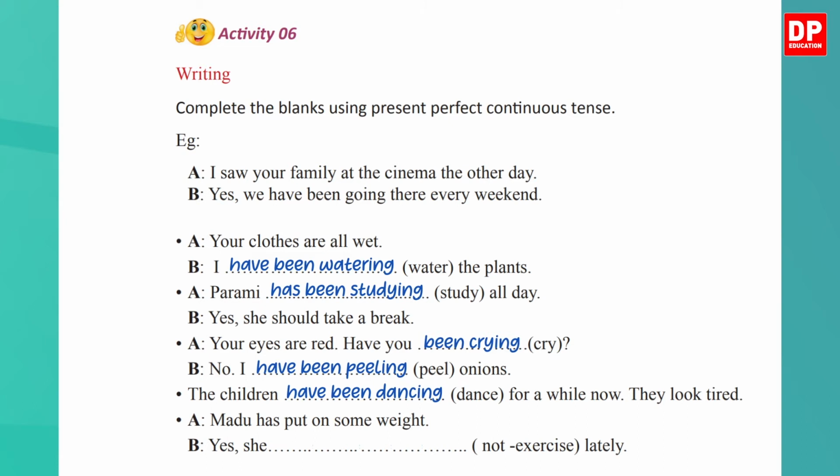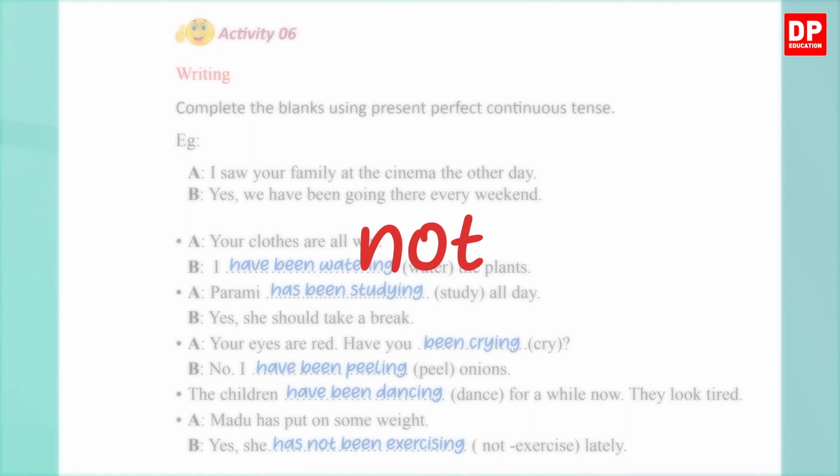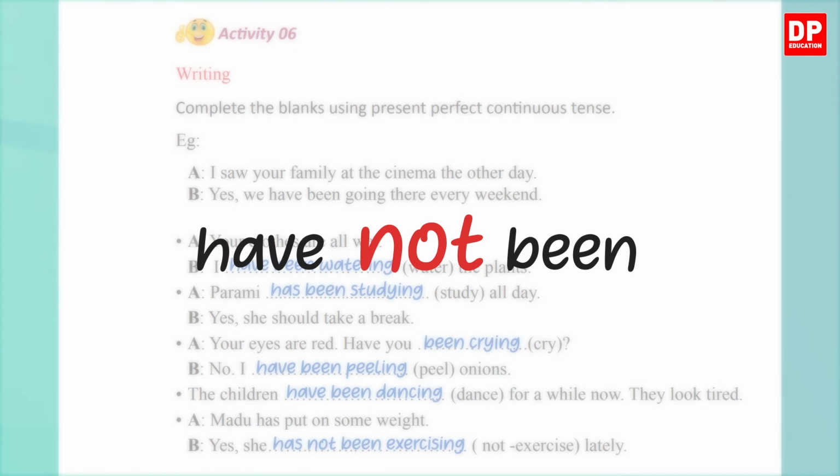Children, the last one is in the negative form. A says Madhu has put on some weight and B's answer is in the negative form. See how it is used? She has not been exercising lately. So you can see how the negative is formed in present perfect continuous tense. You have to insert not in between have and been when forming the negative. Hope everything is clear to you now.